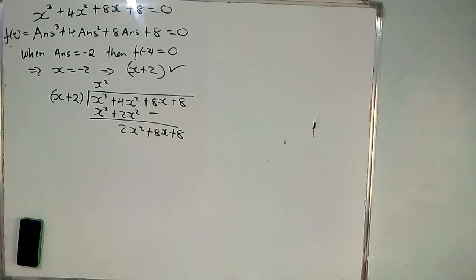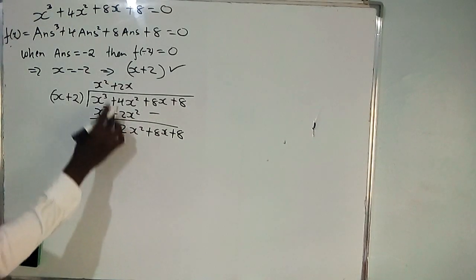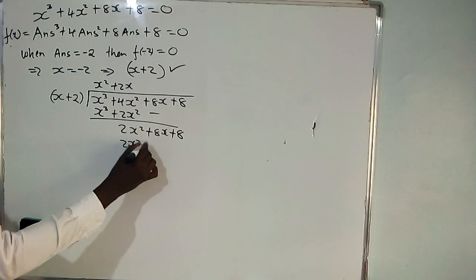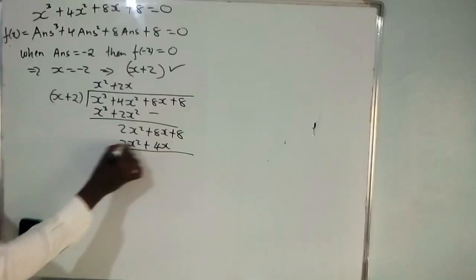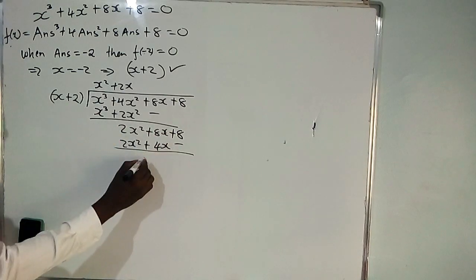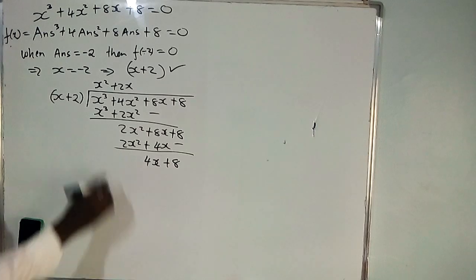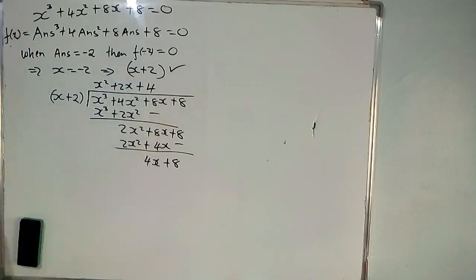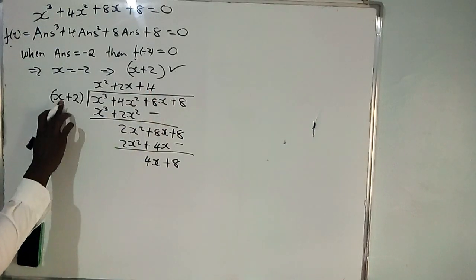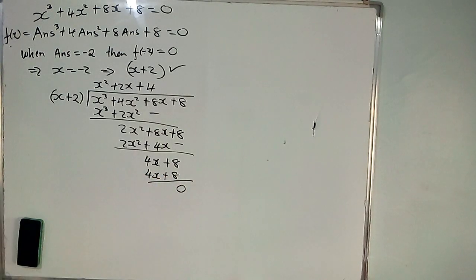Next, you multiply by 2x, isn't it? So plus 2x. If you multiply 2x times x is 2x squared, 2x times 2 is 4x. So 2x squared minus 2x squared is 0, 8x minus 4x is 4x, then plus 8. Then next you multiply by 4. 4 times x, you get 4x, then 4 times 2 you get 8, remainder 0. Meaning it is a root, that is why you are getting a 0.